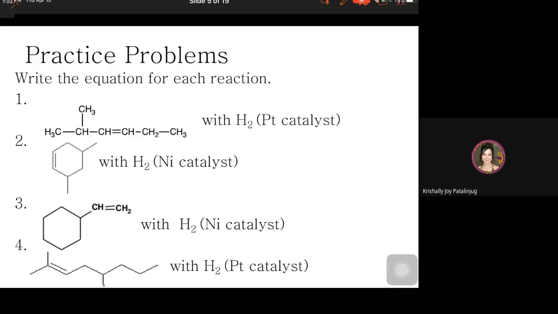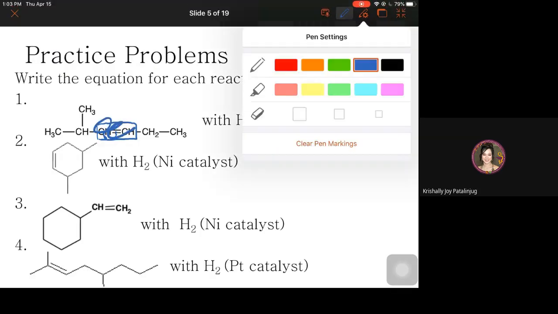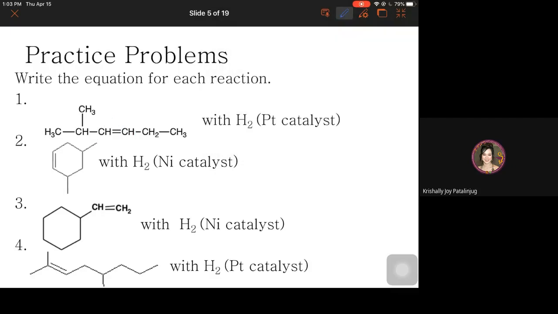Okay, let's have another example. You are again asked to write the equation for each reaction. Do not forget, the reaction of alkenes happens at the carbon-to-carbon double bond. Just look for the carbon-to-carbon double bond, because the reaction happens there. Break the pi bond, then add H plus. Each carbon will be added with hydrogen plus, H plus as the electrophile. So, plus hydrogen gas, the catalyst being added is platinum.